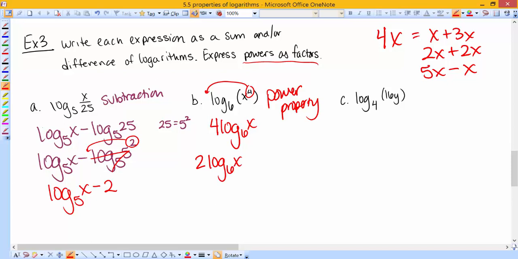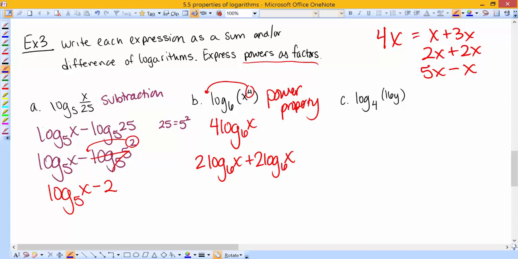2 log base 6 of x plus 2 log base 6 of x. And if I were to add those back together, it would give me 4. And you could do 1 and 3. You could do 5 minus 1. You could do 6 minus 2. Any way you guys wanted to work that one.